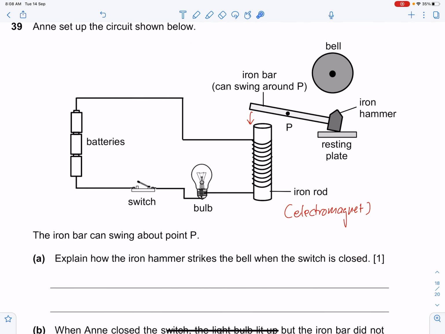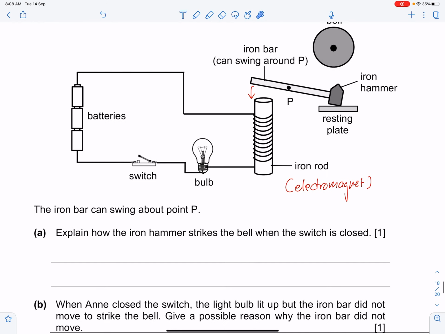Why I try to understand a diagram first is so that I can better understand the question. Because I already know it's an electric circuit. I have an electromagnet here. When this is turned on, my iron bar is supposed to be attracted to this, and with this I will hit the bell. So it gives me some prior knowledge, some context. And then when I go on to reading the question, iron bar can swing about point P. Okay, correct. Explain how the iron bar strikes the bell when the switch is closed. Because even before reading the question, I already understood how this whole thing works. Oh, okay. It's because when the switch is closed, an electromagnet is formed. So, how do I then answer this?